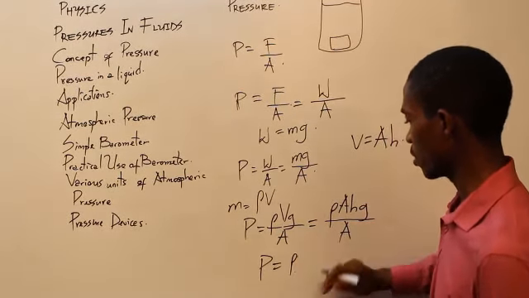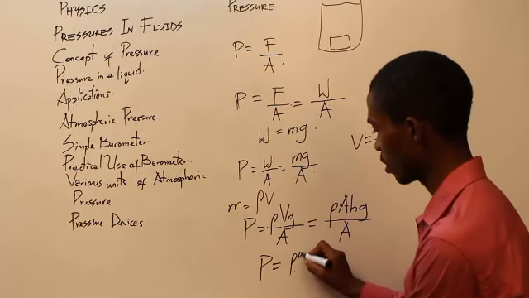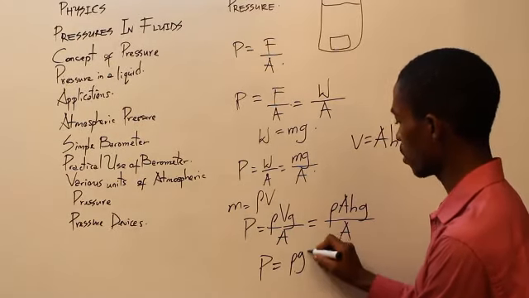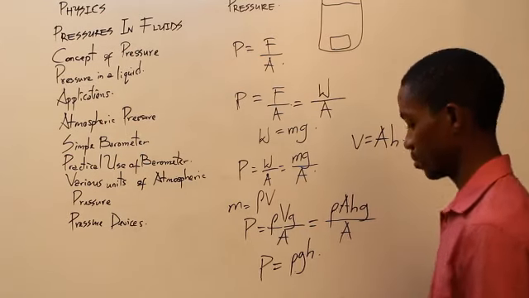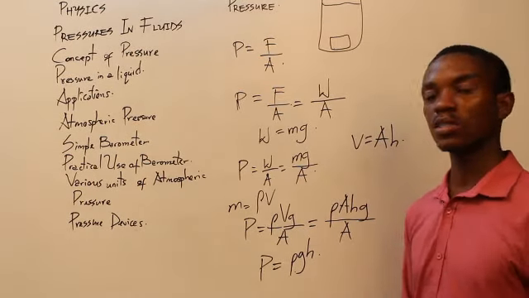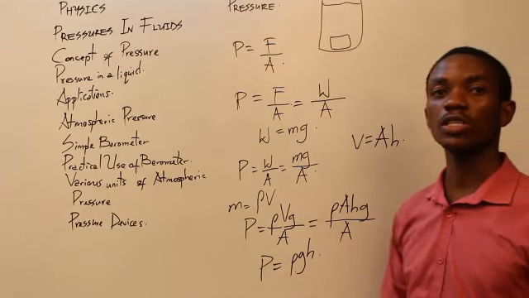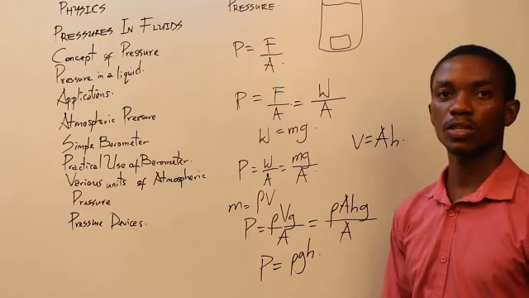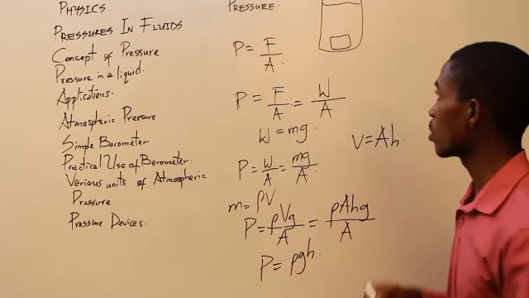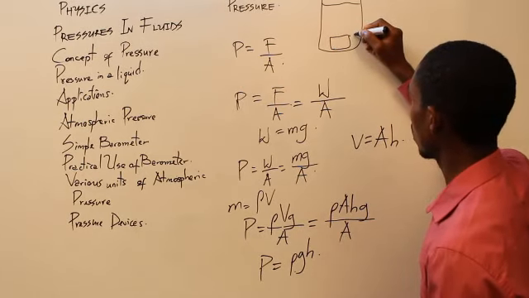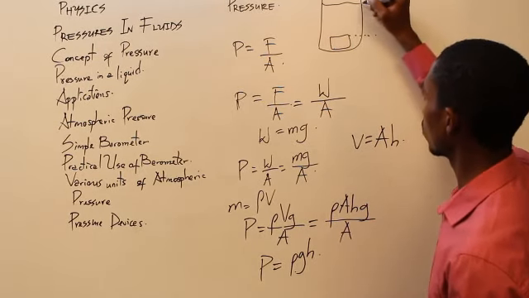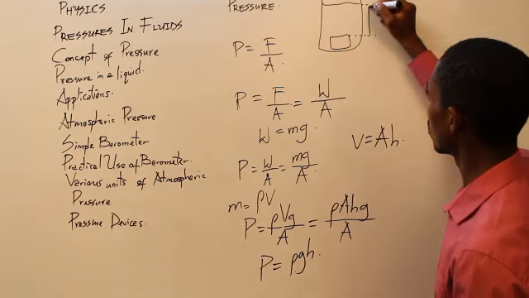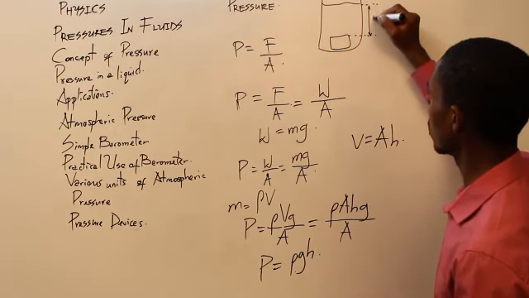Let me write that again so it can look: g multiplied by the height, that is the height of the water above the solid which is immersed in the water. So in this particular condition, this is the height in question.